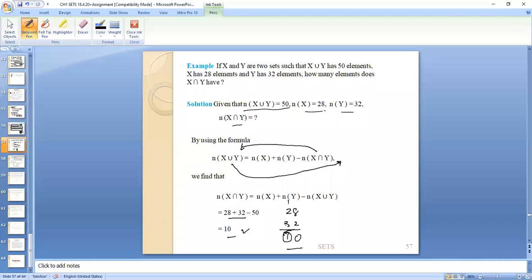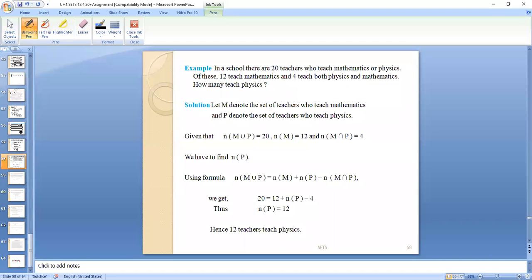Put all the values. Number of elements in X is 28. Number of elements in Y is 32. Minus number of elements in X union Y is 50. So adding and subtracting, you will be getting 10 as the answer. So questions based on these properties are very, very easy, right? We have to analyze the statements only.